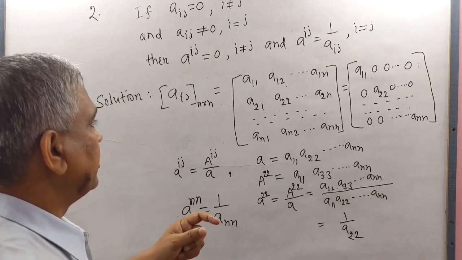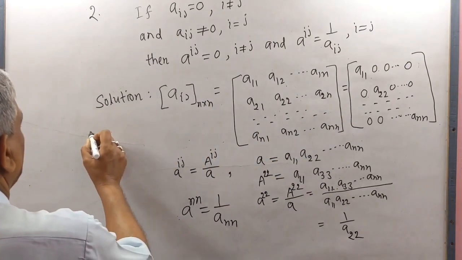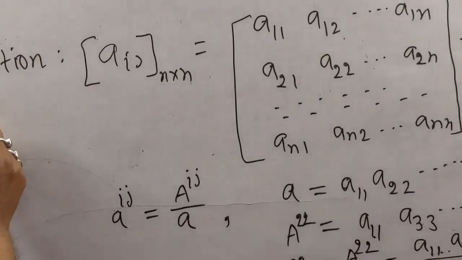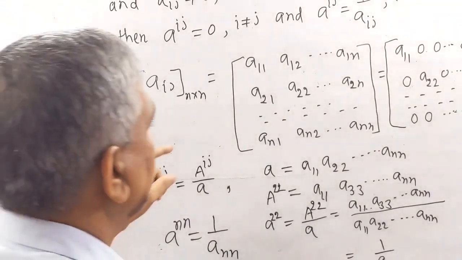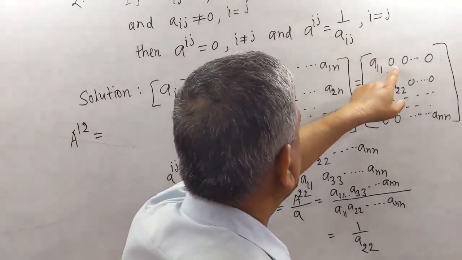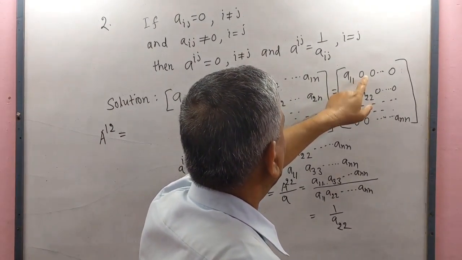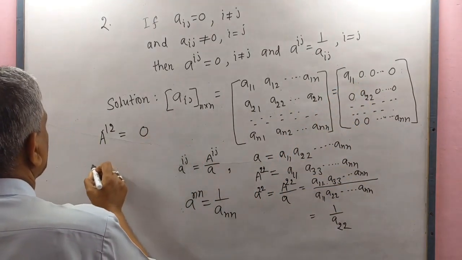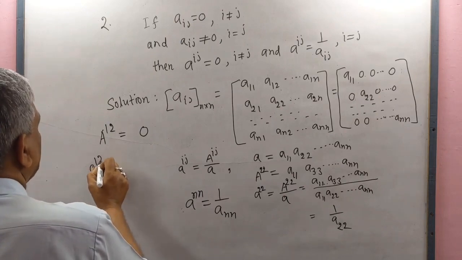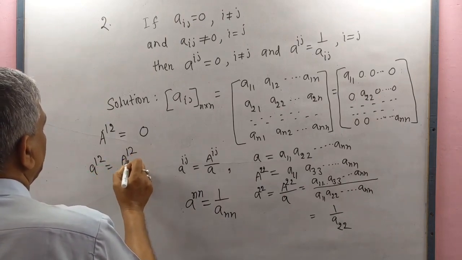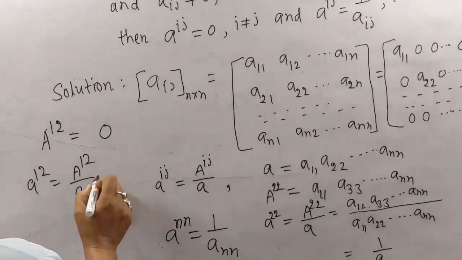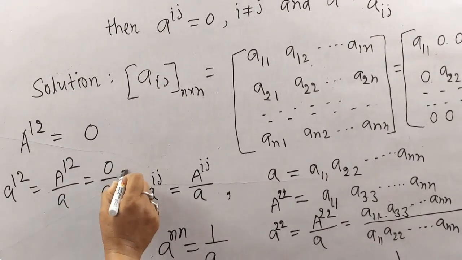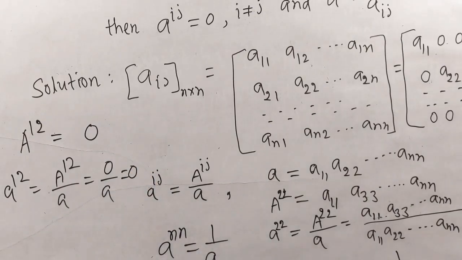Non-diagonal components: if we take A^12, the value of the cofactor of small a12 will be 0. So A^12 equal to a12 by determinant A, meaning 0 by A equal to 0. Similarly, other non-diagonal conjugate tensors will be 0, hence proved.